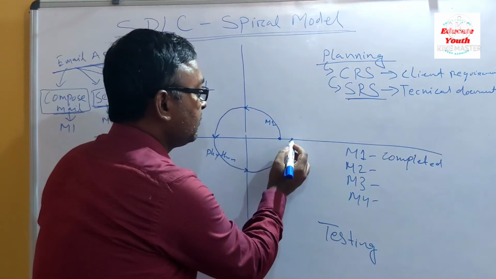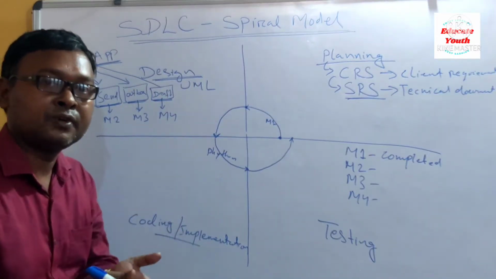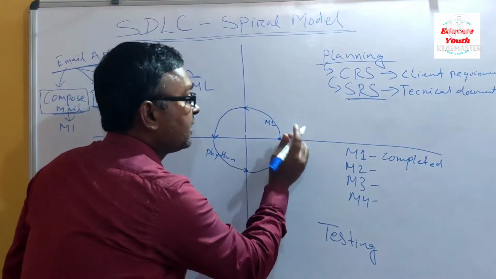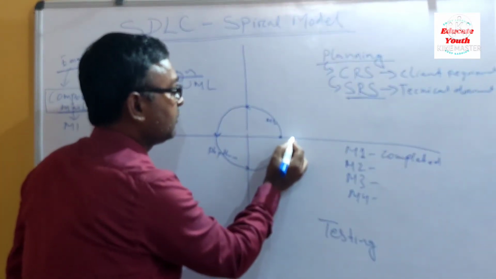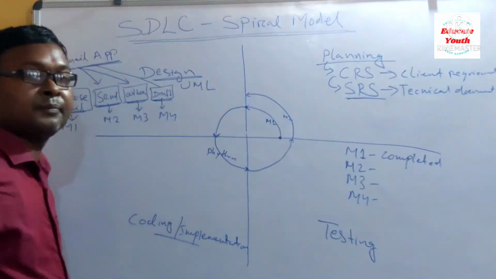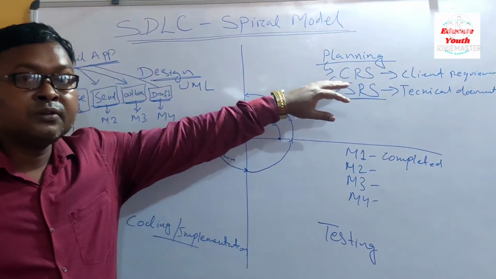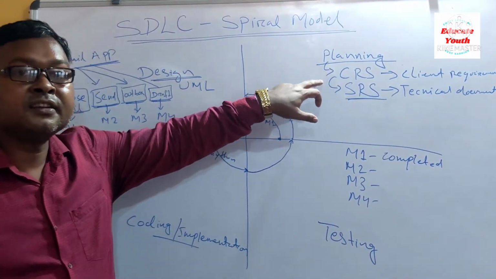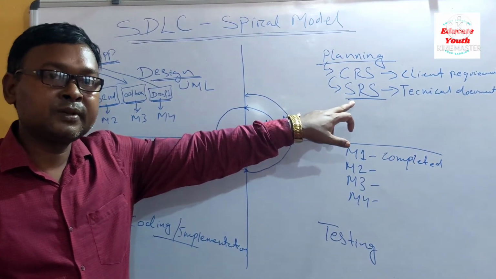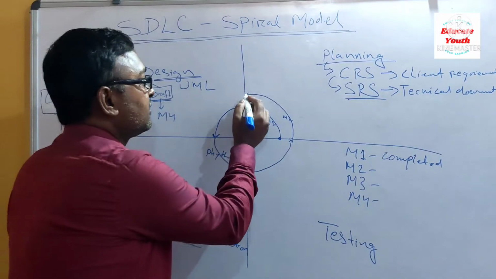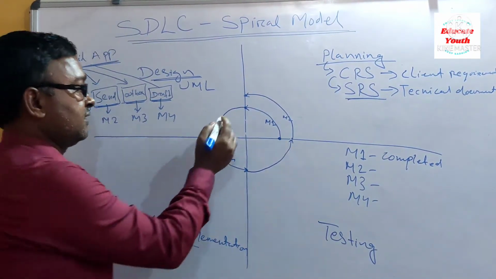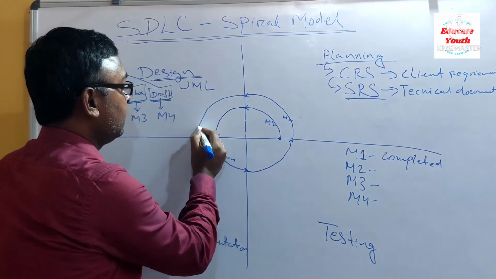So your module 1 is completed. Right now you have to go for module 2. Here you are again in the planning phase. So your module 2 starts. Now you will be collecting the customer requirement again, the raw data, converting it into software requirement specification, and your SRS of module 2 is ready here. Next you will be moving to the design phase.